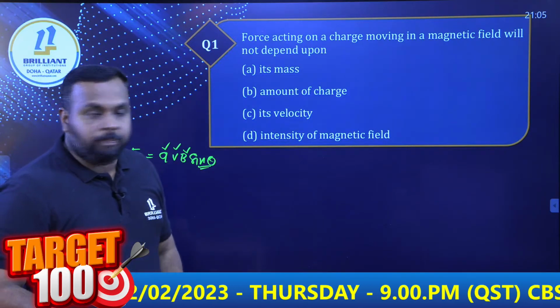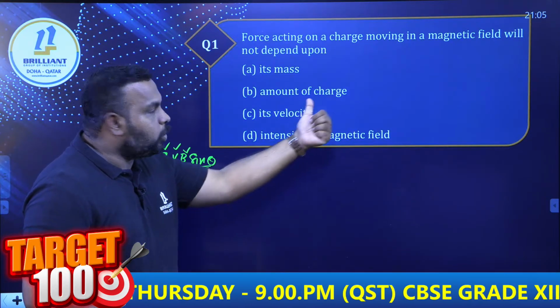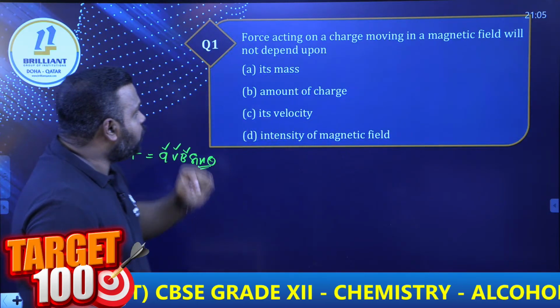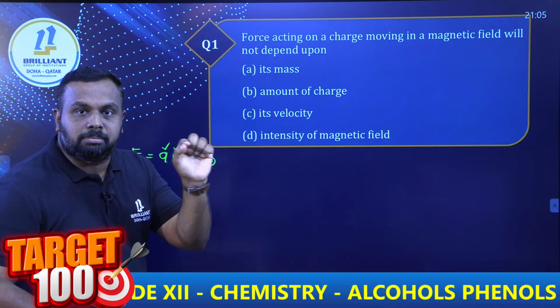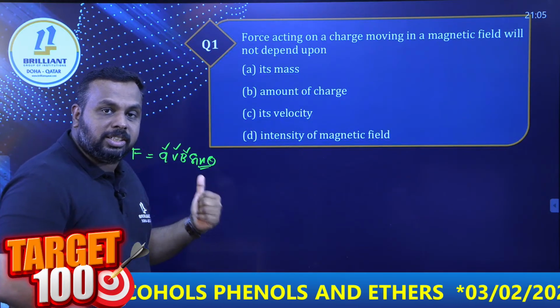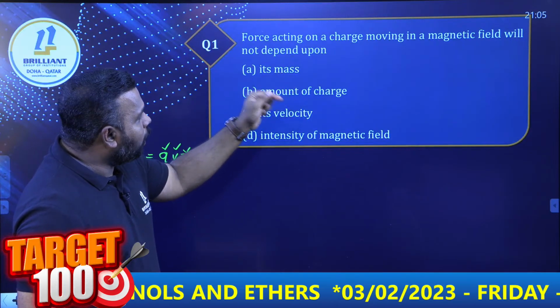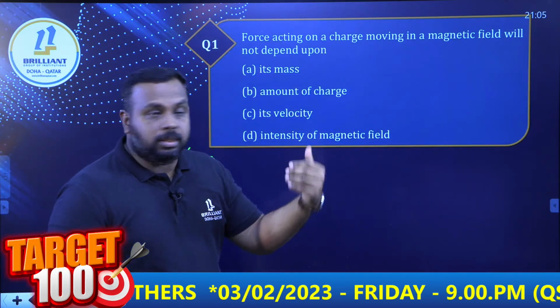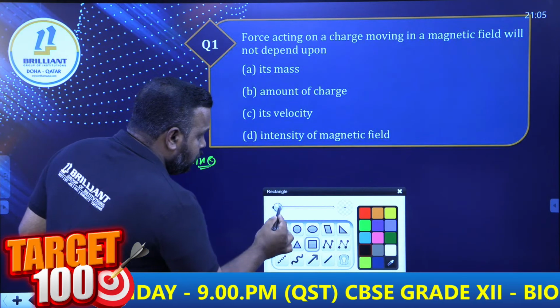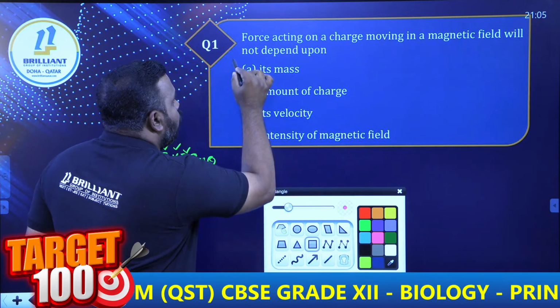So you can check. Velocity is there. Amount of charge is there. Intensity of magnetic field is also there. So look at option A. They are saying that it's mass. Does it affect the force? No. The answer is no. So the quantity which does not depend upon is what? Mass of the body, I mean mass of the charged particle. The answer for the question is option A.